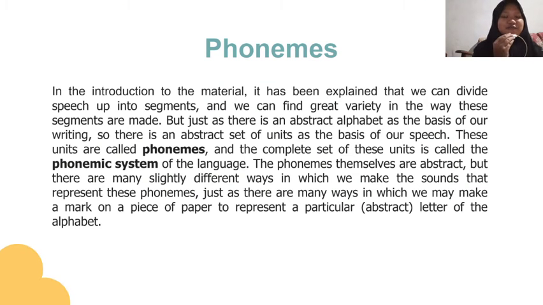The first is phonemes. In the introduction to the material, it has been explained that we can divide speech up into segments, and we can find great variety in the way the segments are made. But just as there is an abstract alphabet as the basis of our writing, so there is an abstract set of units as the basis of our speech. These units are called phonemes, and the complete set of these units is called the phonemic system of the language.